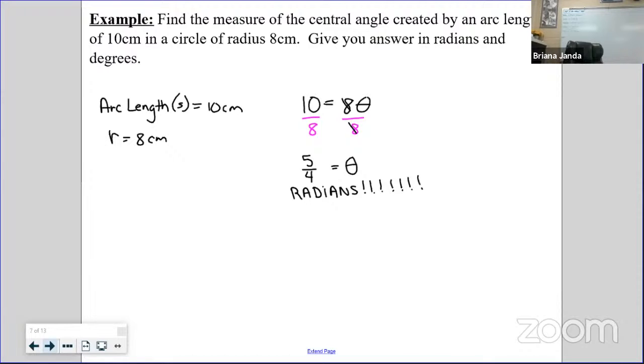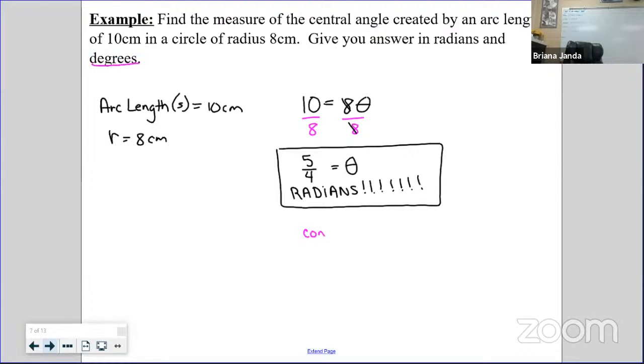So when the question was, give your answer in radians, isn't that your answer in radians? 5 over 4. That bothers people a lot for whatever reason. Don't overthink it. I get that it doesn't have a pi in it. It doesn't have to have a pi in it, right? Radians don't have to. A lot of times they do. They don't have to. That is your first answer. That is your answer in radians. You're done. 5 over 4.